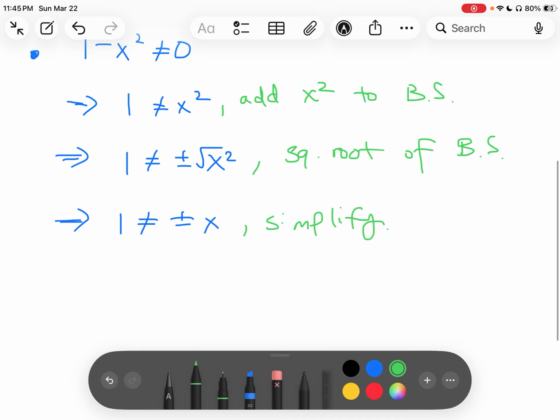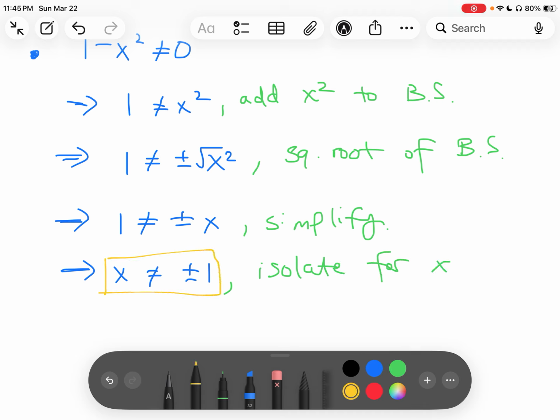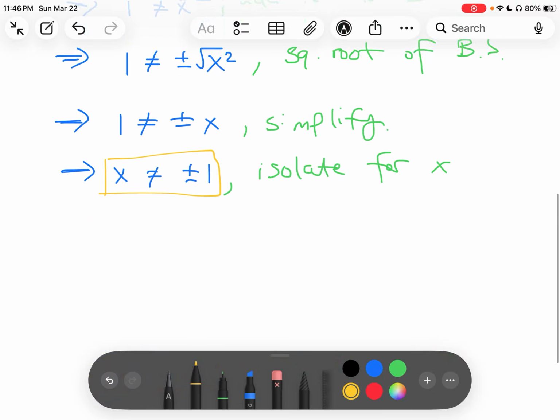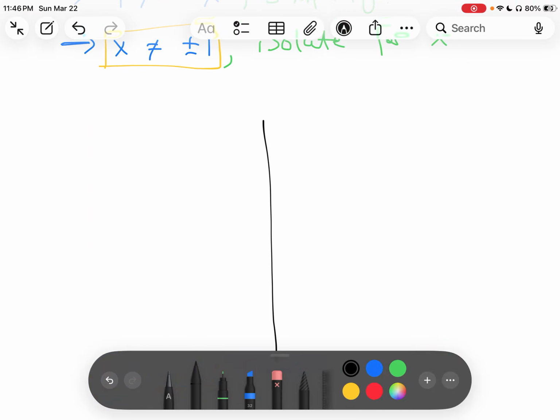Then the next thing I want to do is write x is not equal to something. So I'm just isolating for x. It's writing the same thing: x is not equal to plus or minus 1. I'm bringing the plus or minus to the other side, and I'm swapping the sides because I'm putting the x on the other side. Okay, so now we have our other condition. x cannot be positive and negative 1, and y has to be greater than or equal to x squared. We know how that parabola looks like. Let's start to sketch our domain.